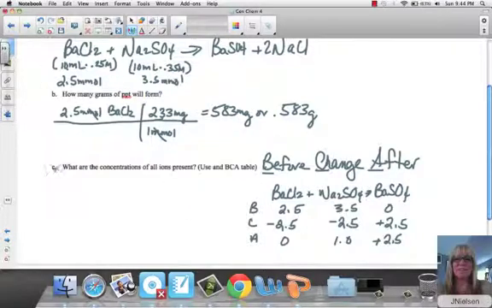So what's the concentration of the ions? Well, BaCl2 concentration is equal to 0. Whenever we do square brackets, that means concentration.